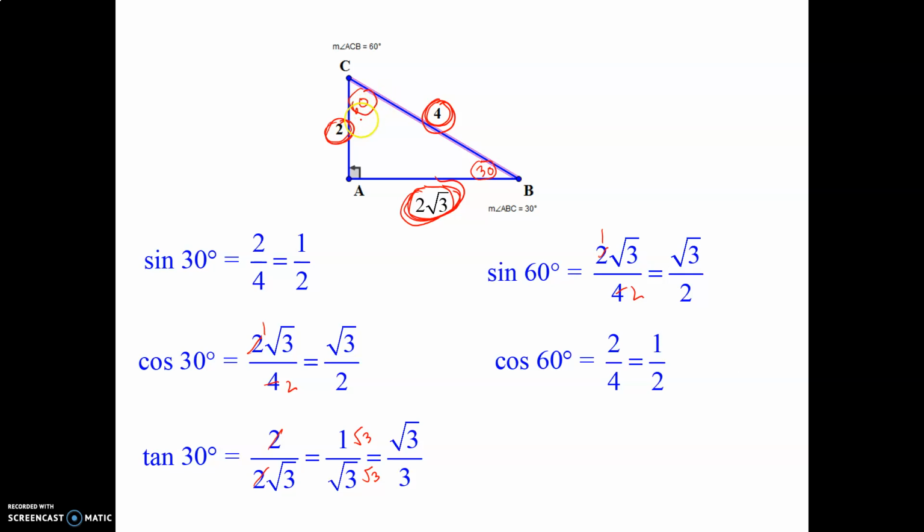The cosine is the adjacent over the hypotenuse, that's 2 over 4, which reduces to 1/2. And the tangent of 60 degrees is the opposite over the adjacent. So it'd be 2 square root of 3 over 2, and then those cancel to be the square root of 3.